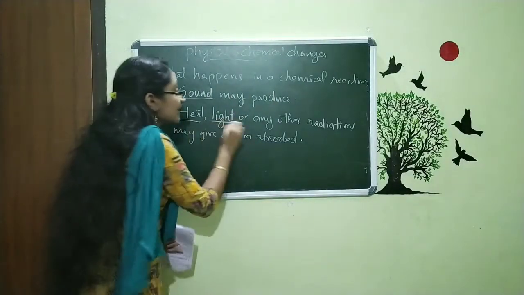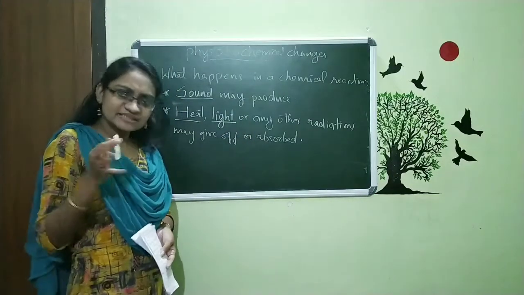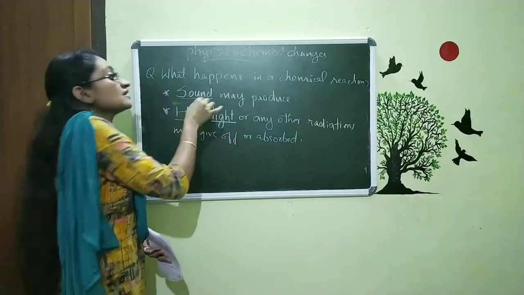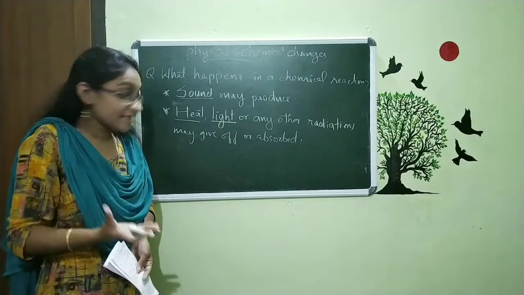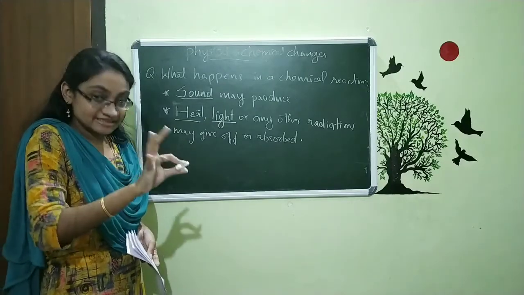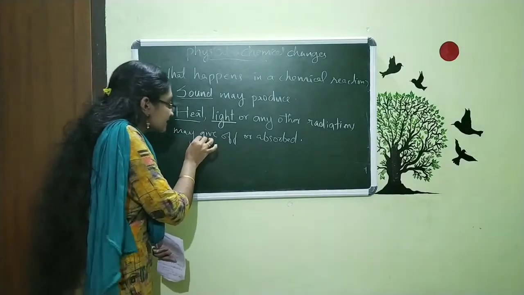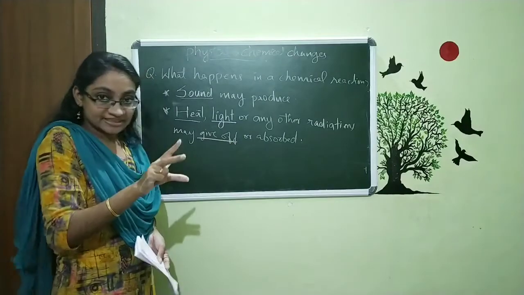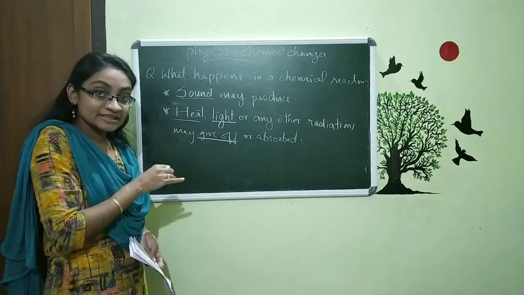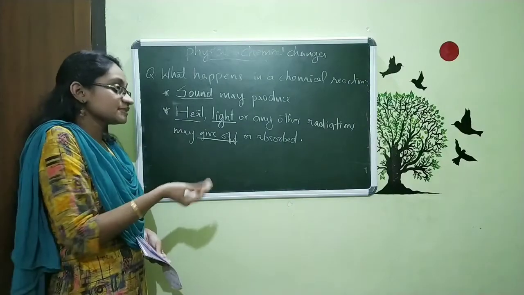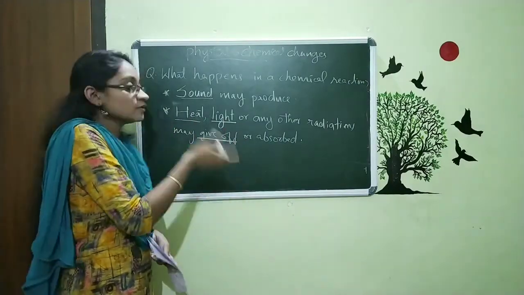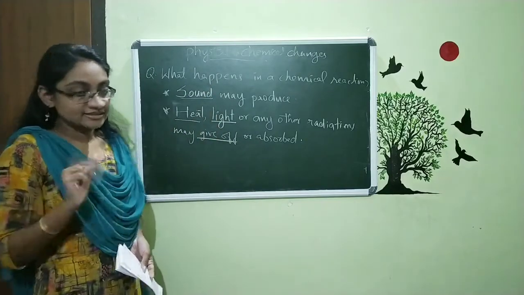Heat, light or any other radiations here means energy. Sometimes it may be heat, light or any type of radiation, sometimes absorbed or sometimes released. Here we are saying given off, and given off means released. In some cases we can feel the presence of heat or light. Sometimes it may be given off, meaning released, or get absorbed within the chemical reaction. This is the second point.